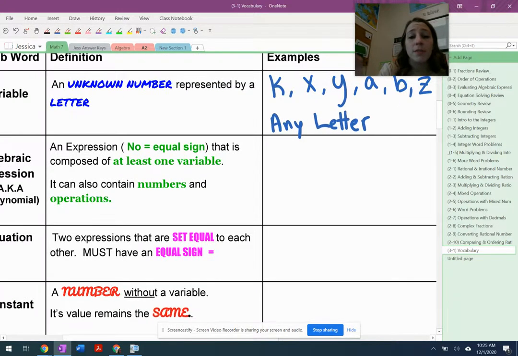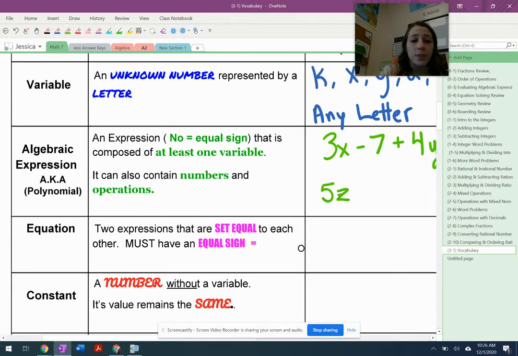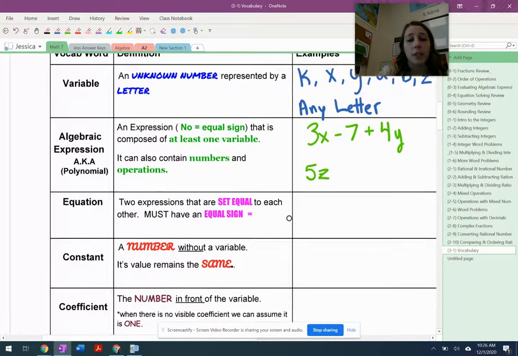So some examples of an algebraic expression would be something like 3x minus 7 plus 4y. That's an algebraic expression. It's got at least one variable, numbers, operations, and stuff like that. You could just simply also, like 5z. That's an algebraic expression also. It has no equal sign, at least one variable, and has some numbers. So those are expressions, algebraic expressions.